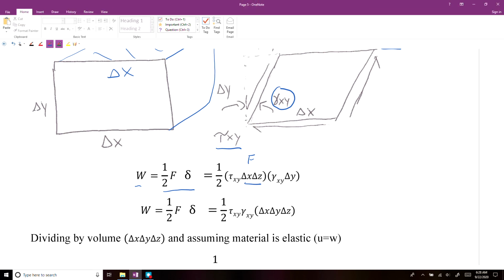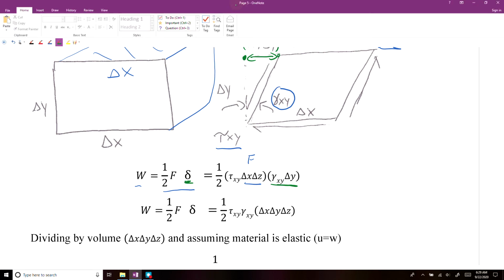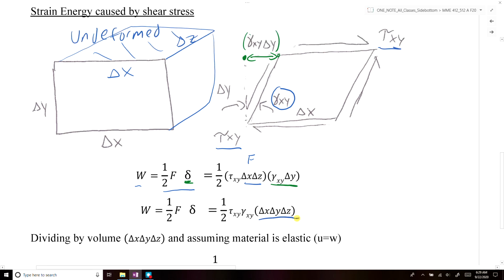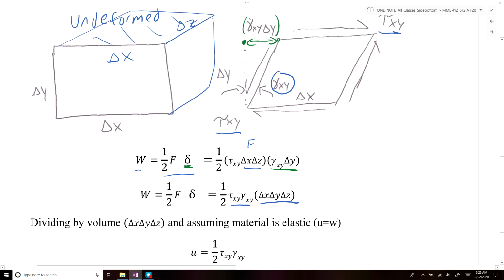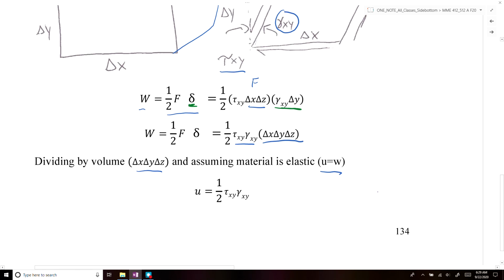Our displacement is going to be equal to this distance here, which is gamma xy times delta y. If we rearrange the equation, we can put all the volume terms on one side and our stress and shear terms on this side. We can again divide by the volume and assume the material is elastic. If we do that, we end up getting that the strain energy due to the shear strain is equal to this equation.